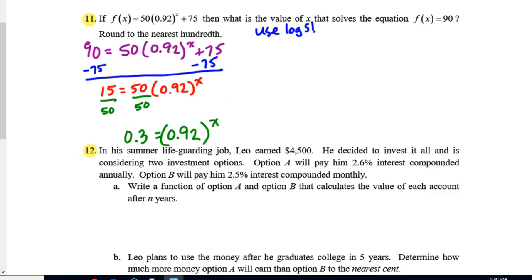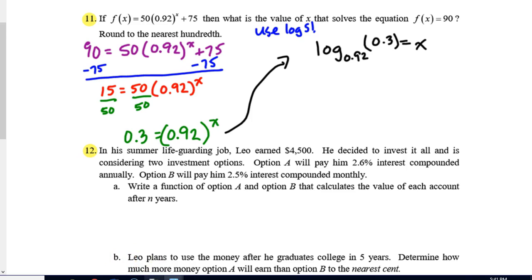Now we're in pretty good shape, as long as we know about logs. And we may not, right? We may have forgotten. You might be saying, I don't remember anything about logs. Here's what you need to know. A log is an exponent, right? So I can write this in logarithmic form. This exponent of x has a base of 0.92. So when we write log form, log has a base. The base is the same, 0.92. The log is the exponent, so leave some space here and say equals what the exponent was. So that's x. And then this is called the argument of the log, 0.3.